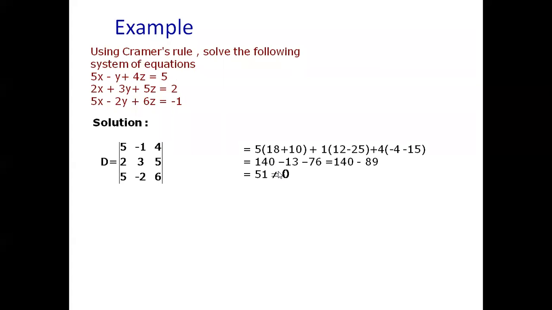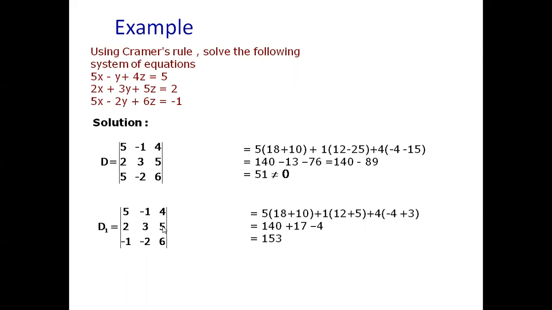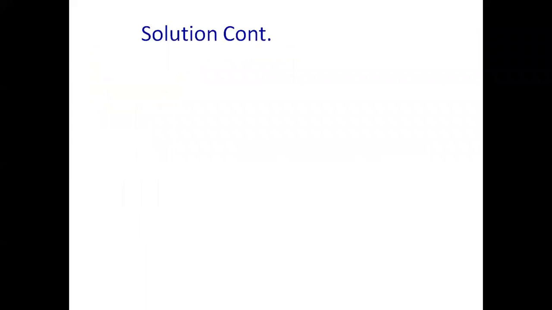is 51. Next, D1. D1 is nothing but the first column replaced with these constants, that is 5, 2, minus 1. 5, 2, minus 1. And the second and third columns remain as they are. Take the determinant of this D1, then we get the answer 153. That is 153.